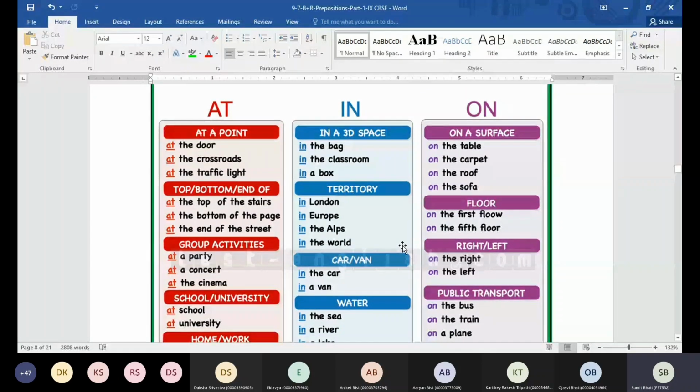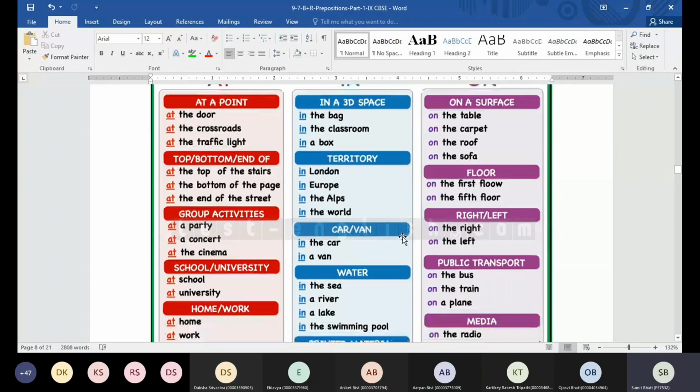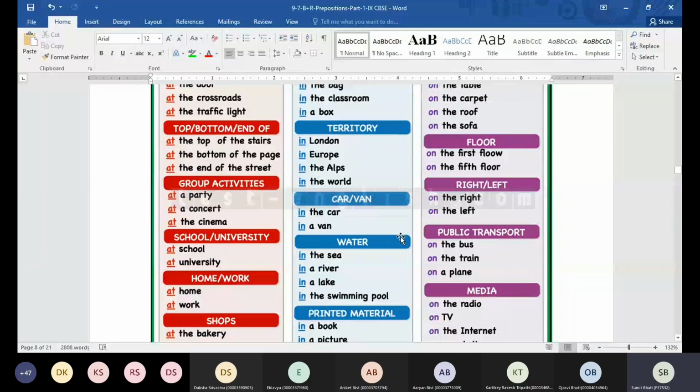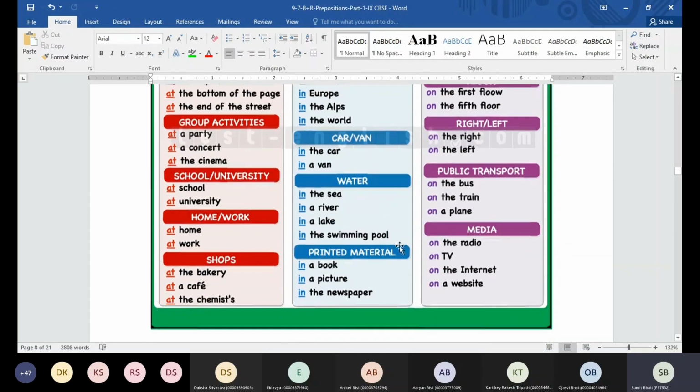Territory, if you refer to it, like in London, in Europe, in the Alps, in the world, so we're referring to bigger areas. So we can use the word in. In a car, in a van, so we are referring to inside the car, inside a van. We can say in the sea, in a river, in a lake, in the swimming pool. So when you say in, that means inside the sea, inside a river, inside a lake, and so on. Now, if you find something inside a book, inside a picture, inside a newspaper, we use the word in, like in a book, in a picture, in the newspaper, and so on.